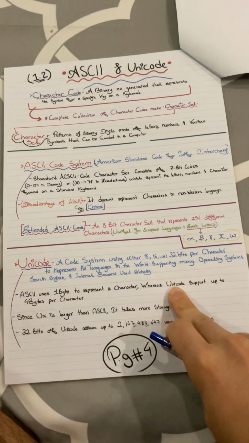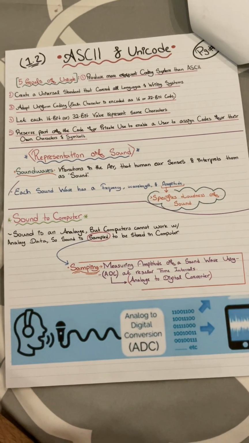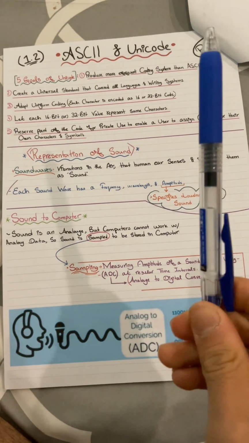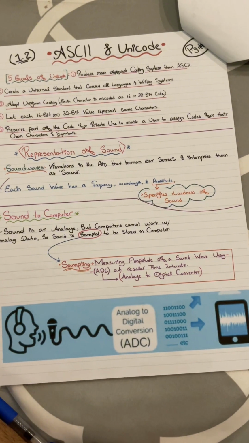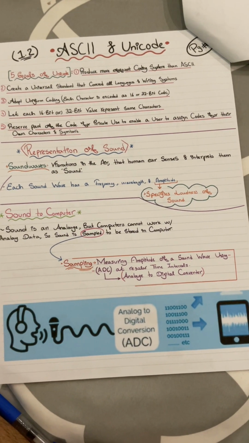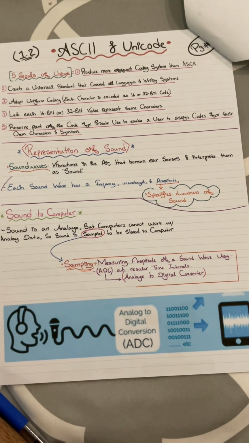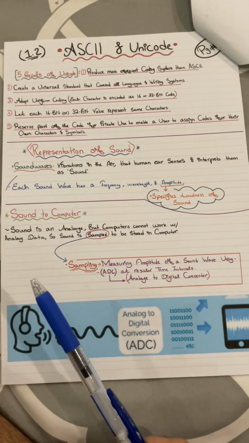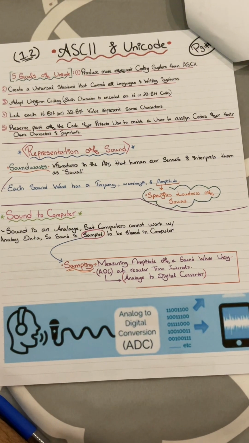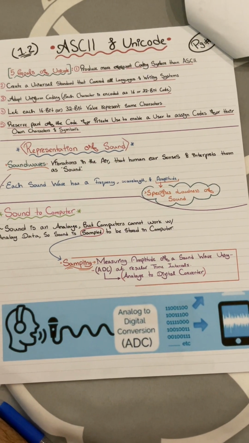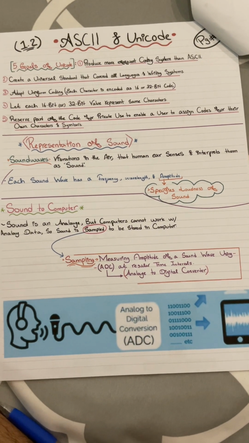Okay, let's move on and understand what the goals of the Unicode are. The Unicode was created to produce a more efficient coding system than the ASCII code, to create a universal standard that covers all languages and writing systems, and to adopt uniform coding. Each character is encoded as a 16 or 32-bit code, and each 16-bit or 32-bit value represents the same character. And lastly, it reserves part of the code for private use, to enable a user to assign codes for their own characters and symbols.